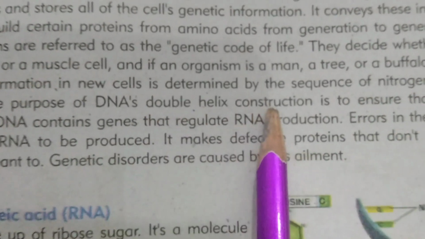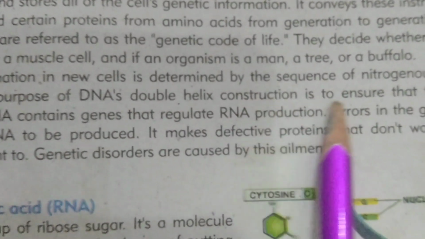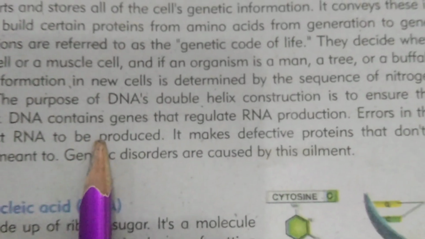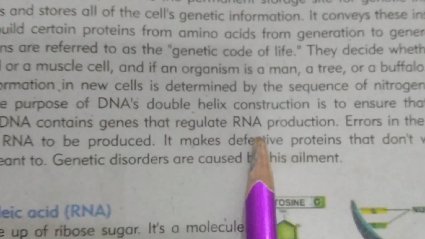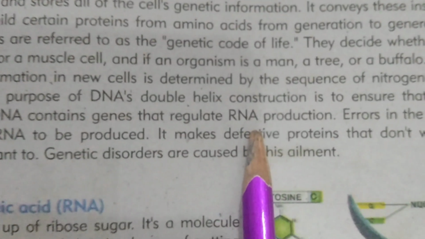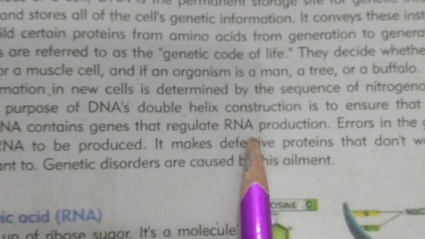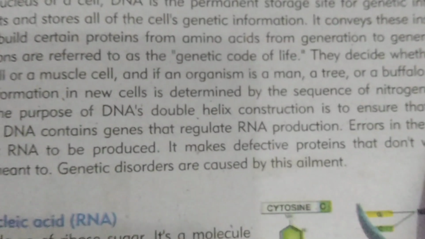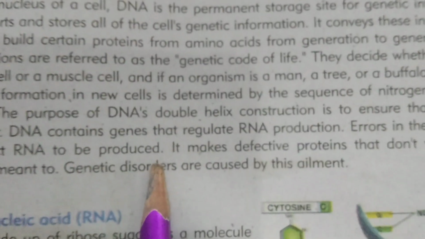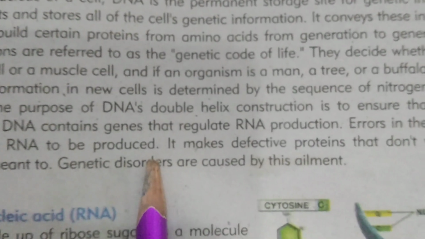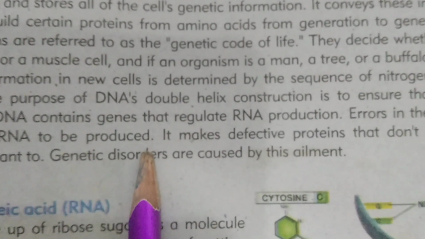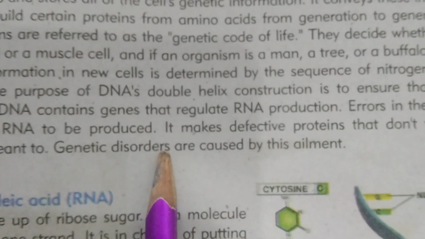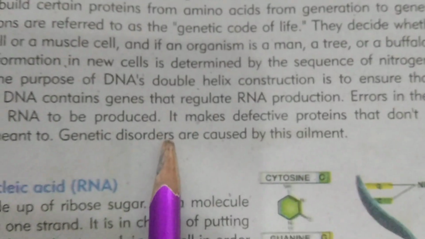Now DNA is a double helix construction. Why double helix? Because it ensures there will be no kind of disorder. DNA contains genes which regulate RNA production. Why RNA production? Because RNA conveys the information about what proteins should be formed. Errors in the genes can cause incorrect DNA, which leads to abnormality or disease, such as genetic diseases present from birth. These genetic disorders are seen whenever DNA is not properly formed.